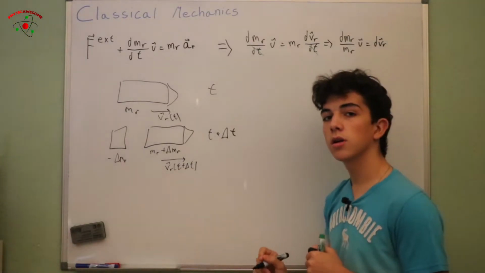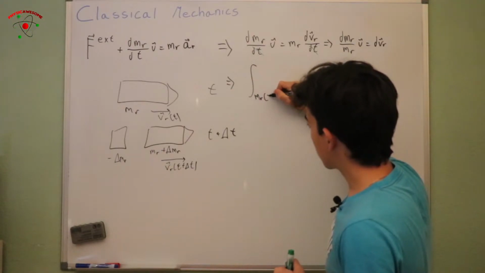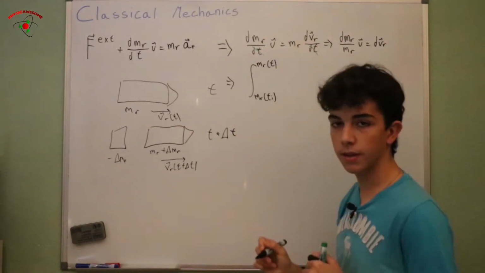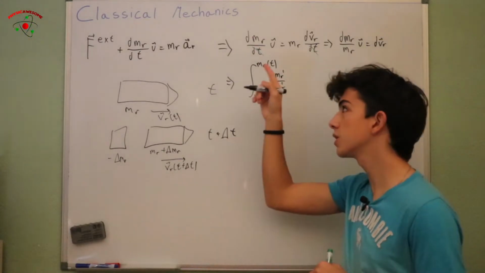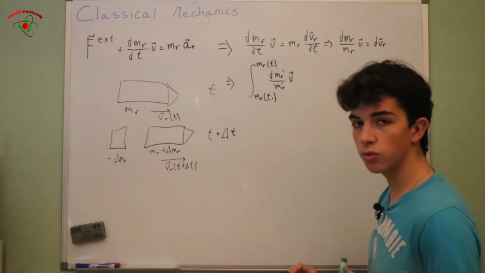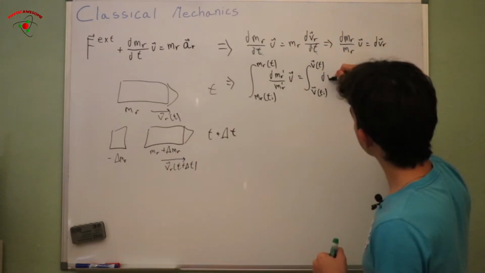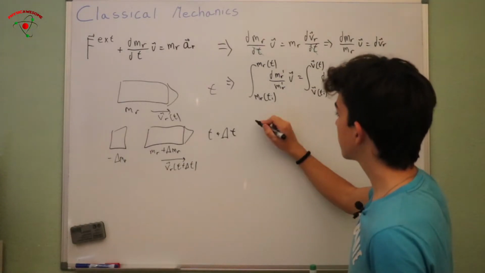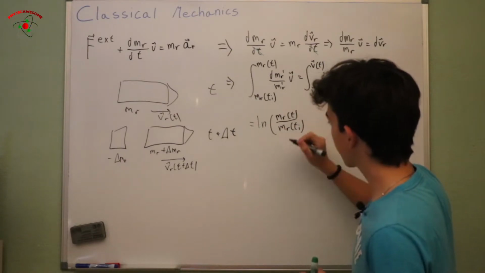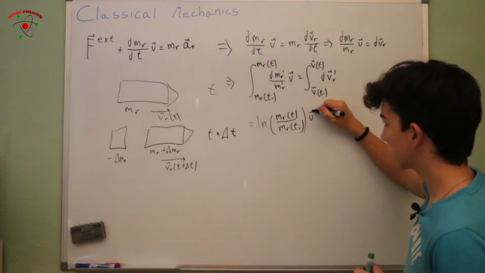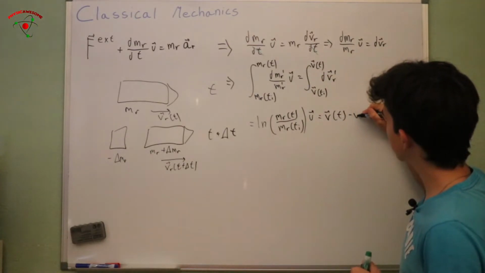Now, if we do some integrals, we see we get the integral from m_r of t_i to m_r of t of dm_r prime over m_r prime. Let's put primes in these ones to differentiate between the dummy variables and the limits, times u. And on the other side, we're going to have from v of t initial to v of t of dv_r prime. If we solve this, we see that we get a logarithm of m_r of t over m_r of t_i times u equals this thing, that is v of t minus v of t_i.